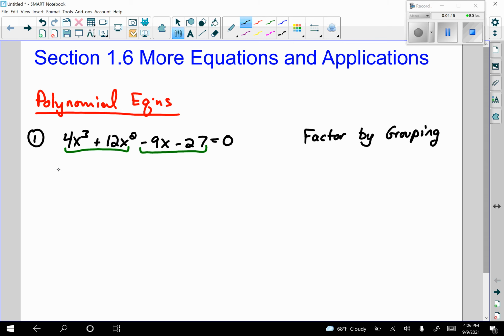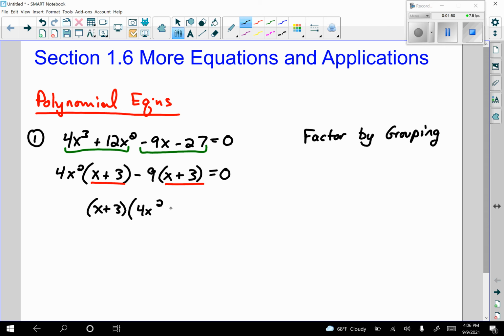So of our first 2 terms, I can factor out a 4x squared. What I'm going to have left is an x plus 3. Now my next 2 terms, since they're both negative, I'm going to factor out a negative and a 9. That's the GCF there. What's going to be left over should match this. So let's see, if we do x plus 3, if I check that, we'll get a negative 9x minus a 27. So now we have common binomial factors, the x plus 3. So I'm going to factor that out, write it like this. And then what's left over is 4x squared minus 9.